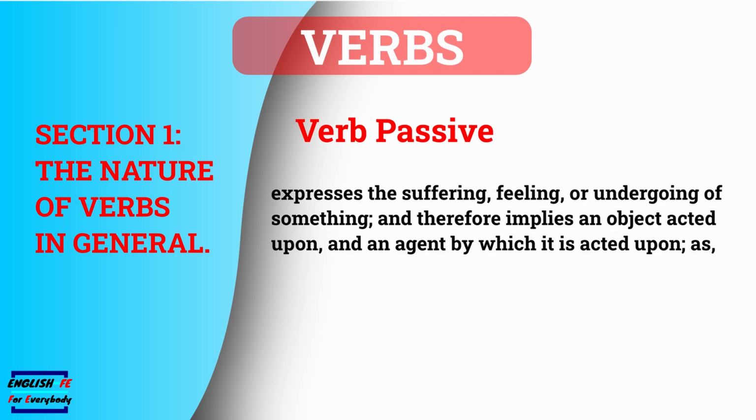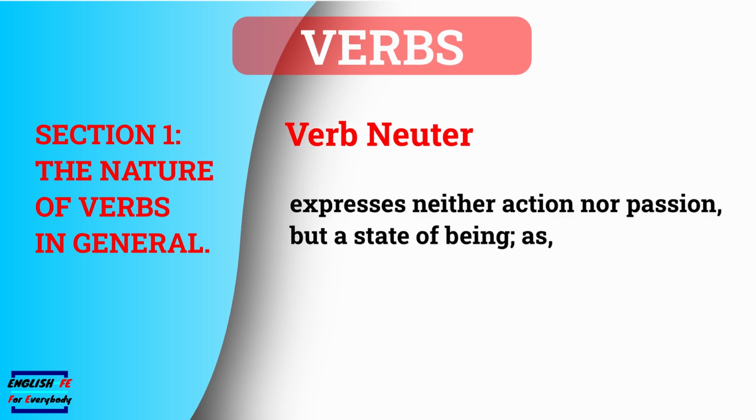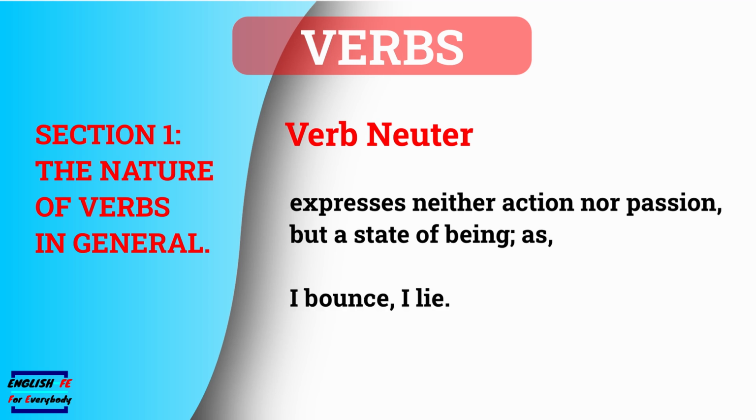A verb passive expresses the suffering, feeling, or undergoing of something, and therefore implies an object acted upon, and an agent by which it is acted upon, as to be loved. Wilhelmina Stubbs is loved by me. A verb neuter expresses neither action nor passion, but a state of being, as I bounce, I lie.